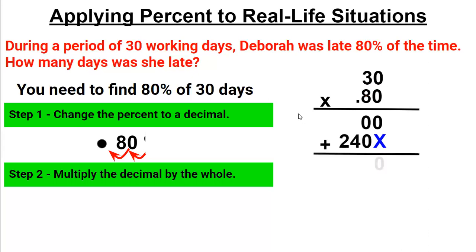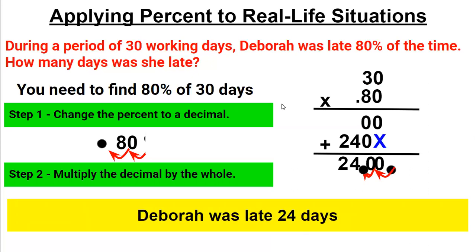Add our partial products, 0, 0, 4, 2. We have 2 numbers after the decimal. We move our decimal 2 places to the left and we get 24.00 or 24. So out of that 30-day working period, Deborah was late 24 days. And that makes sense. It should be pretty close to 30, right? Because it's closer to 100% than it is to 0%.